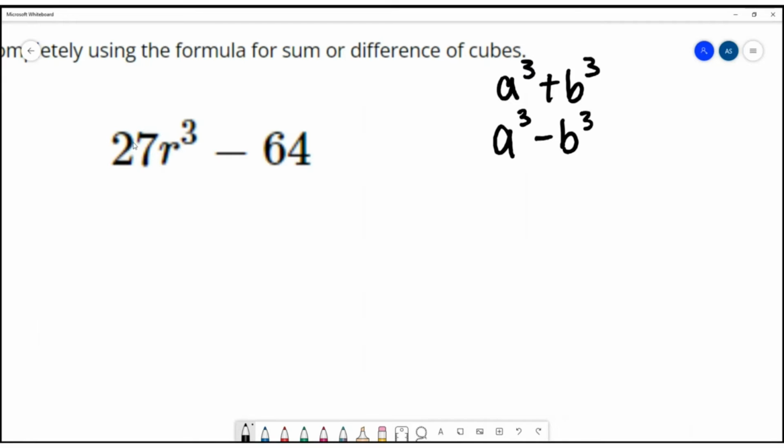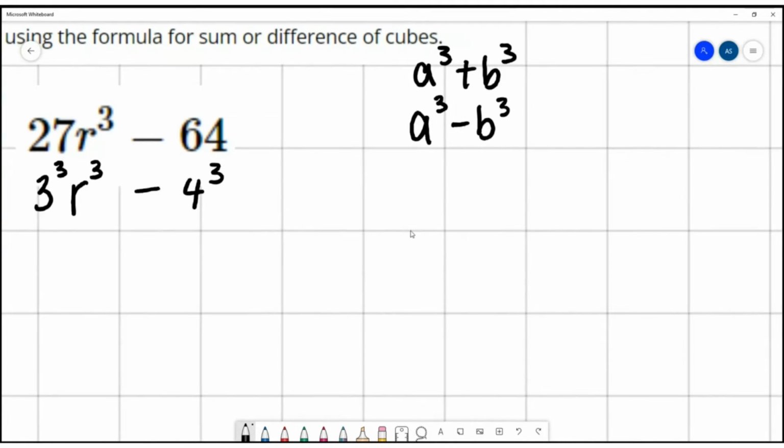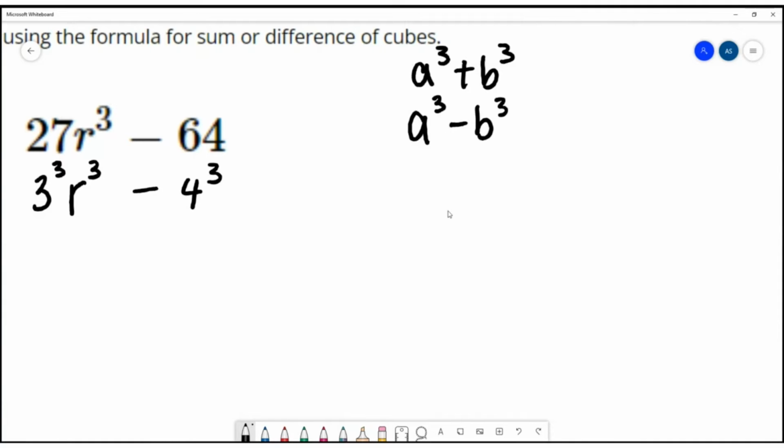27 is 3 times 3 times 3, so I can write 27 as 3 cubed. And 64 is 4 cubed, 4 times 4 times 4. So this is a difference of cubes. And now that I recognize that it's a difference of cubes, I want to follow the factoring pattern for that. The factoring pattern is going to be a minus b times a squared plus ab plus b squared.